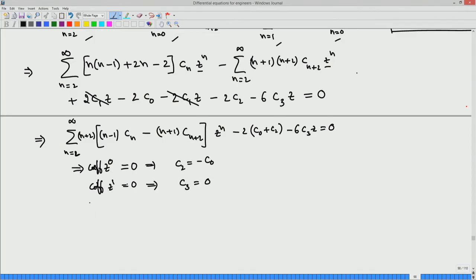Now, the coefficient of z square is n equal to 2. Okay. So, if you substitute n equal to 2, this has to be 0. So, n equal to 2 is simply C 2 minus 3 C 4 equal to 0. Now, C 3 is 0 implies C 4 is also 0.